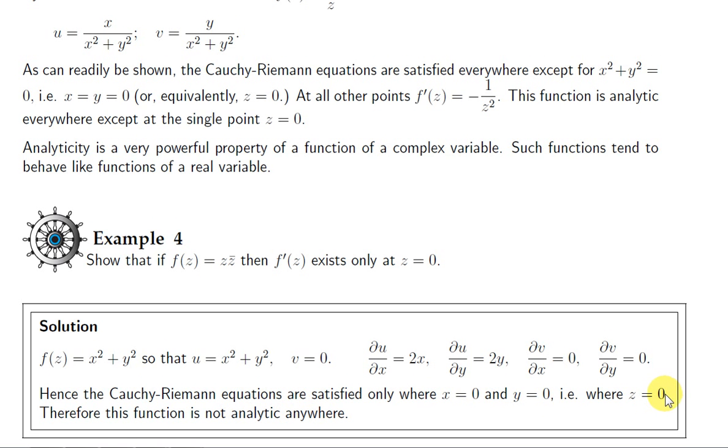So the function is not analytic at 0, and since the function is not differentiable at any other point in the plane, the function is not analytic anywhere.